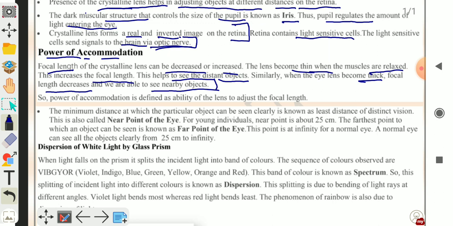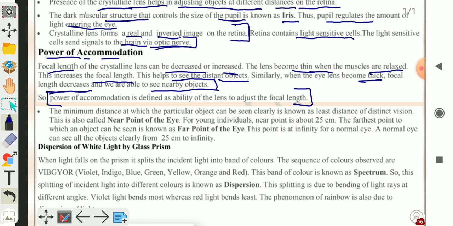So the power of accommodation is defined as the ability of the lens to adjust the focal length. Focal length को adjust करने के लिए, कम ज़्यादा करने के लिए कौन responsible है? Power of accommodation is defined as the ability of the lens to adjust the focal length. Focal length को adjust करना क्या कहलाता है?